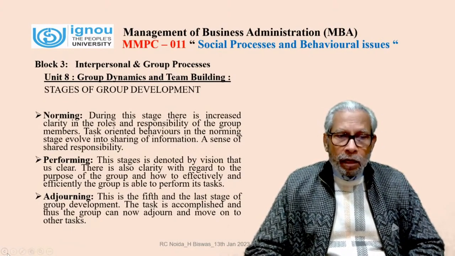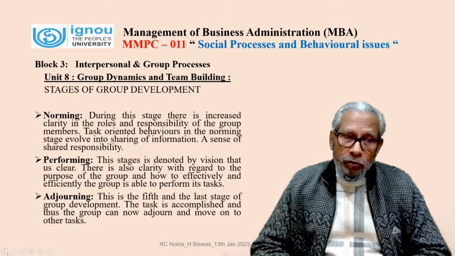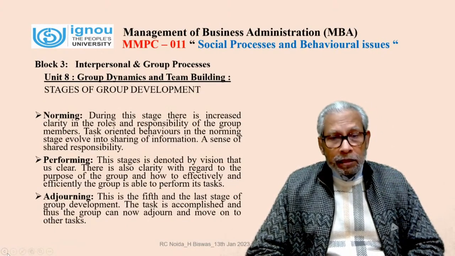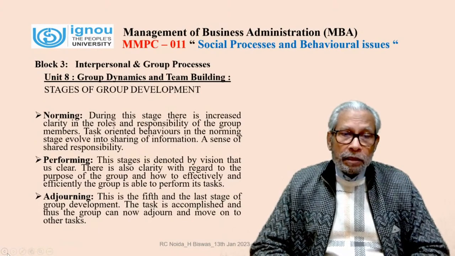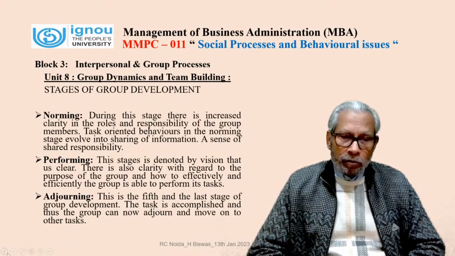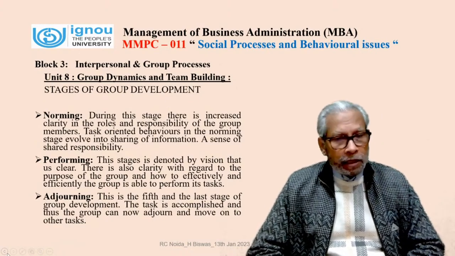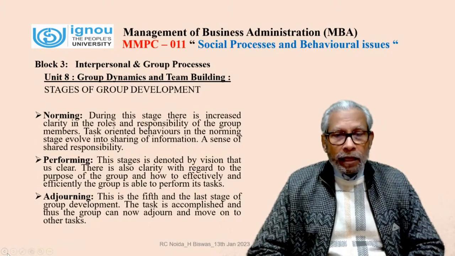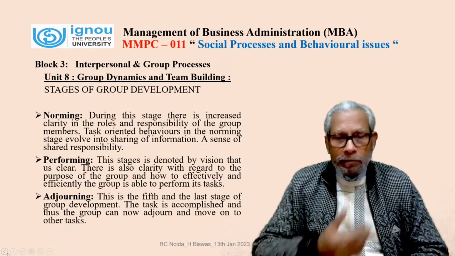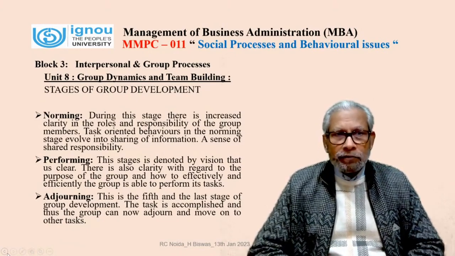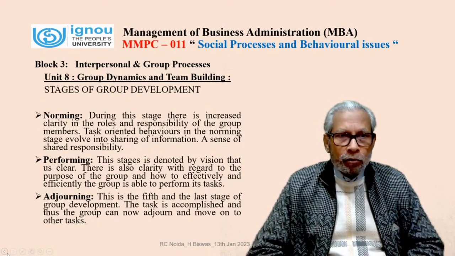Now, the last part, the finishing stage, the fifth stage, is adjourning. Adjourning is the fifth and last stage of group development. The task is accomplished, the work has been completed, and thus the group can now adjourn. They can complete these things and end these jobs, and move on to other tasks. And then after that, they can go for different other tasks also. So these are the development stages, the group development part.